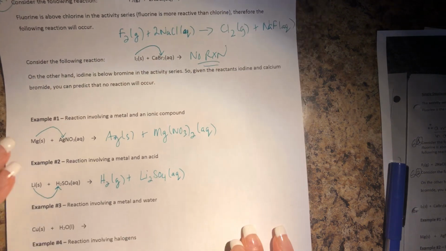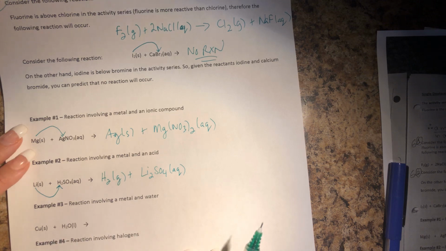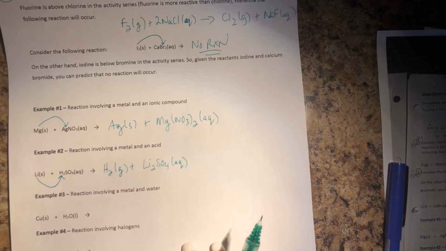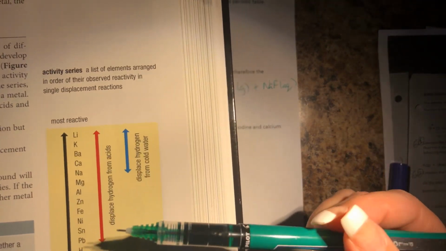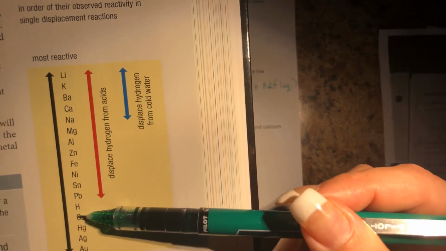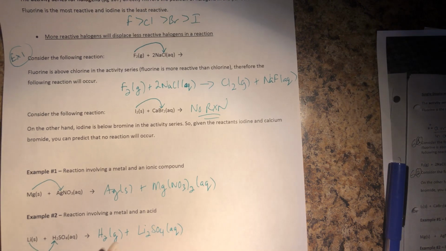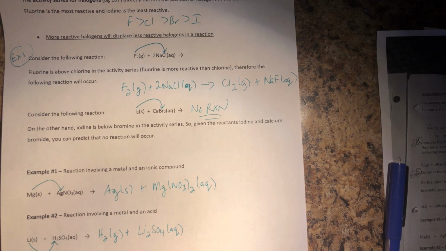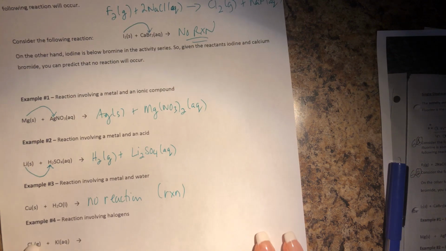And example 3, metal and water. We have copper and water. So let's just see, will this reaction take place? You could probably think about it in life. Does copper really react with water? No, copper is way down here on the series, right? Copper is way down here, so this reaction will not take place. There's water. So no, not happening. So we write no reaction. I like to write it like this as a short form, RXN, okay?